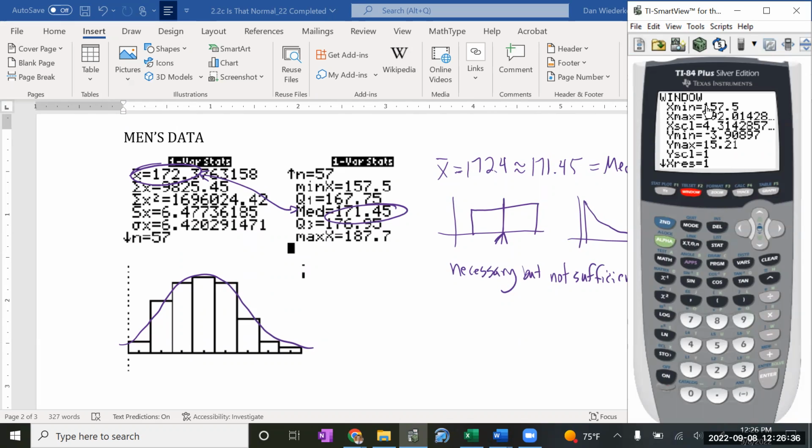And I'm going to have the X minimum start at like 4 standard deviations to the left. So I'm just going to type in here 172.4 minus 4 times the standard deviation. When I hit enter, it's going to automatically calculate that. Now the X max, I don't really need to do, but if you really want it to be centered and stuff, you can do 172.4 plus 4 times the standard deviation.